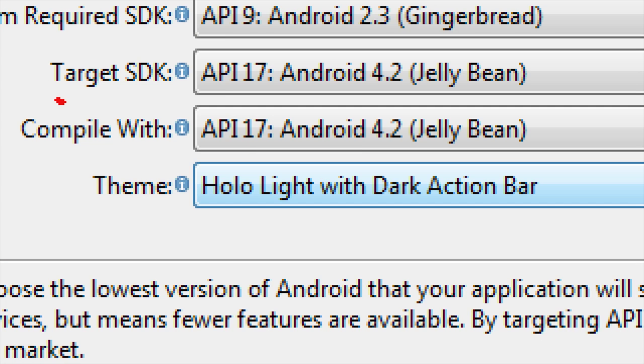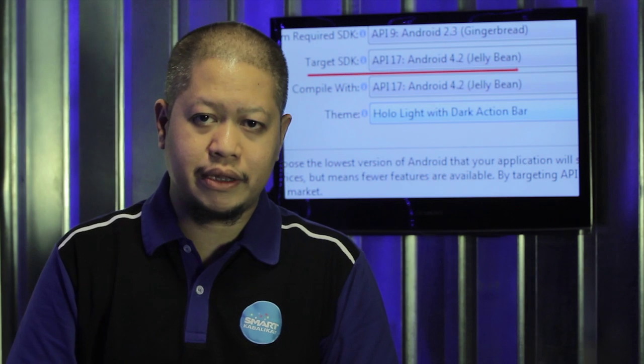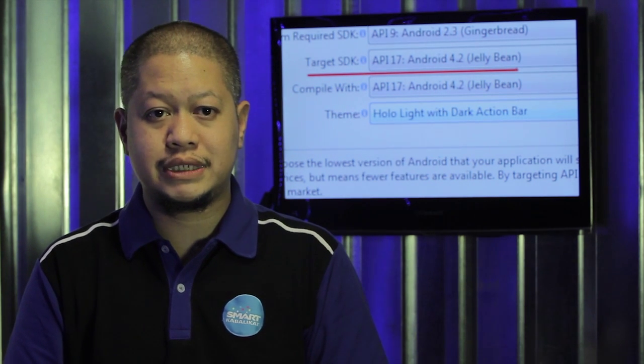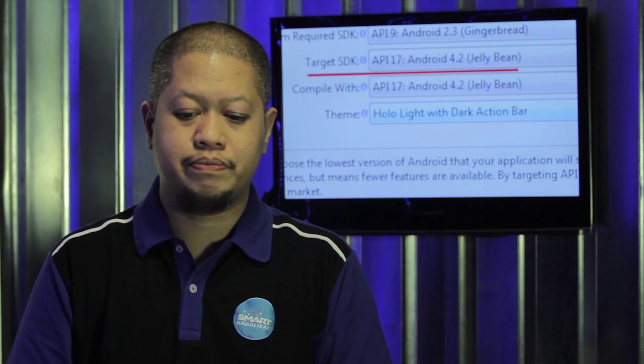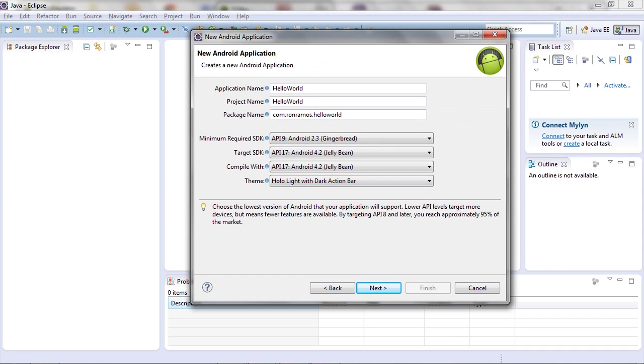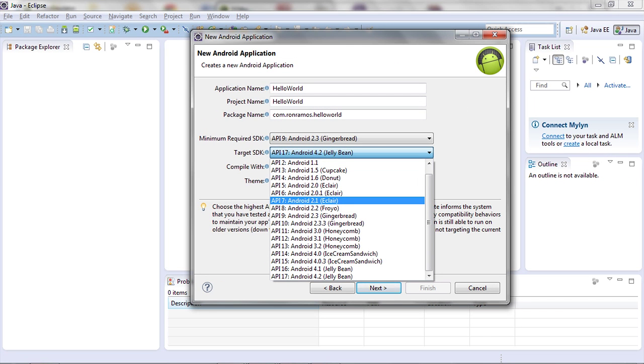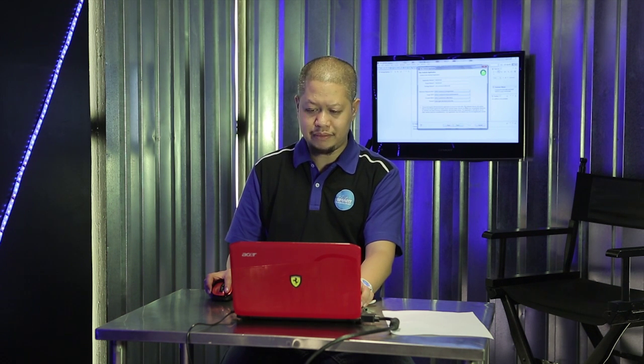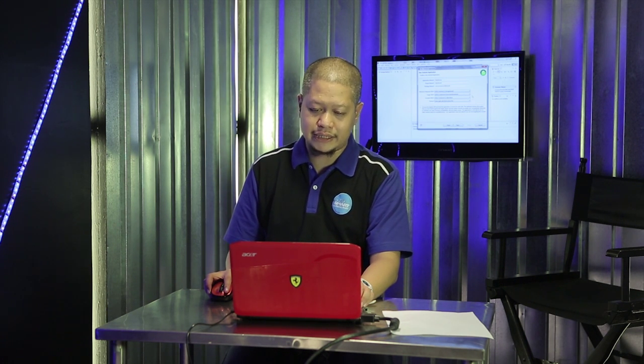Target SDK, on the other hand, is the ideal operating system that you want your app installed on. So we've all heard about Ice Cream Sandwich, and of course Google's latest and greatest at this point in time, which is Jelly Bean. You either target Jelly Bean or Ice Cream Sandwich. If you ask me, I'll target Ice Cream Sandwich because most devices right now on the mid to high end carry that particular operating system. In a few months' time, this will be Jelly Bean, but as of this moment, Ice Cream Sandwich is a good choice for your target SDK.